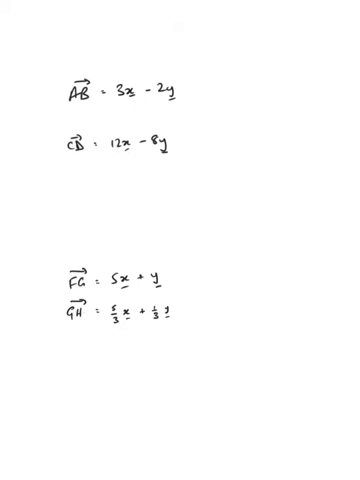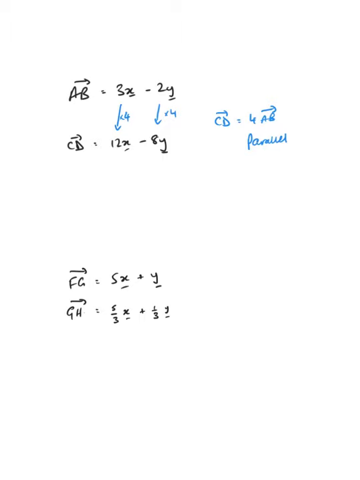And when we have parallel vectors, we have a common multiplier. So here, 3 times 4 is 12, and minus 2 times 4 is minus 8. So we can see that CD is equal to 4 lots of AB, so they are parallel.